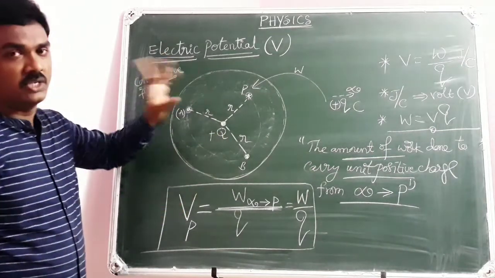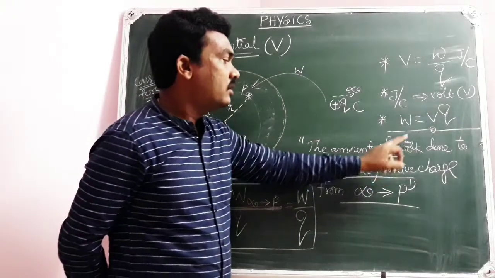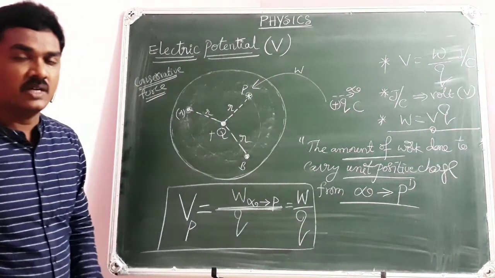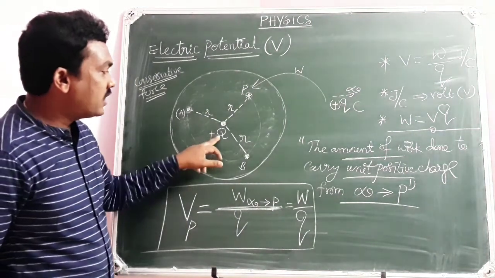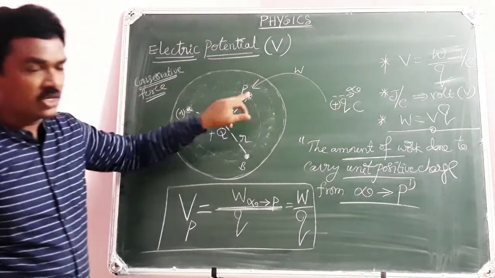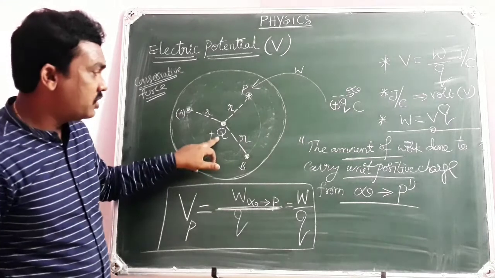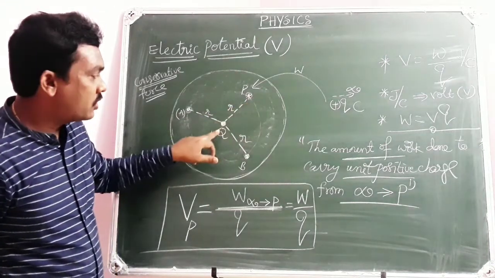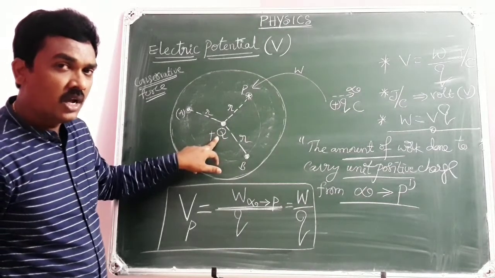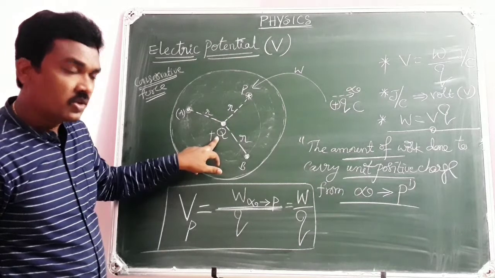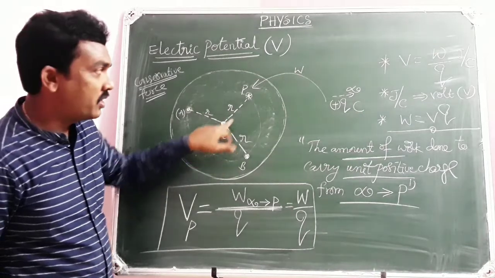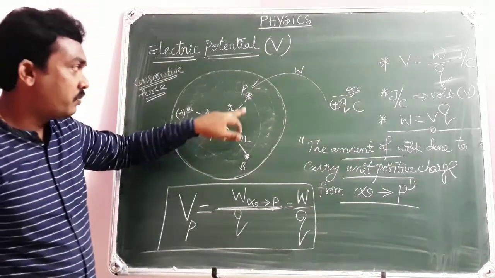What you need to learn from this particular point is the definition of electric potential. I repeat, the amount of work done to carry unit positive charge from infinite distance to the particular point is electric potential. See here, as the source charge is positive, there is a force of repulsion while bringing the test charge Q. Greater the positive charge, greater the repulsion. Suppose here 2 coulombs, there is some repulsion. But here 20 coulombs, there is more repulsion. 100 coulombs, there is even more repulsion. So greater the positive source charge, greater the repulsion, so greater work is done. That's why the potential at this point is greater.